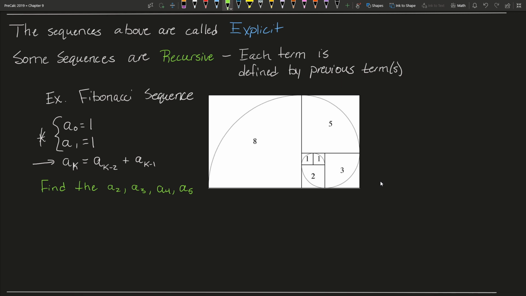So if we were to find A2, A3, A4, and A5, all we have to do is sum the previous two terms. This is a good place to say that your subscript, the number of your term, isn't always going to be n. In this case, it's k. So A2 is going to be A2 minus 2 plus A2 minus 1, which is A0 plus A1. If you add those two things together, you get 2.